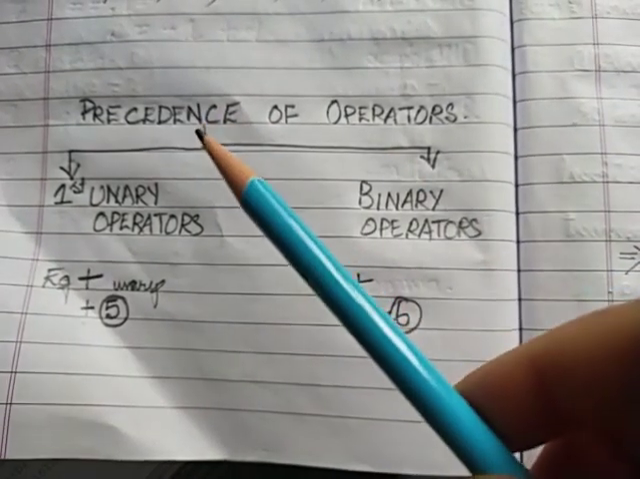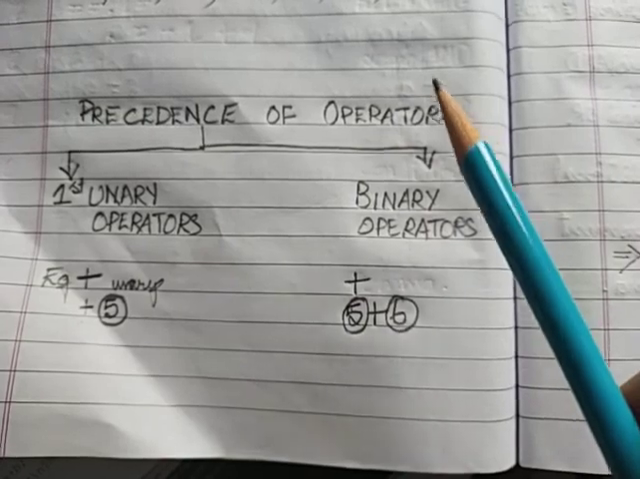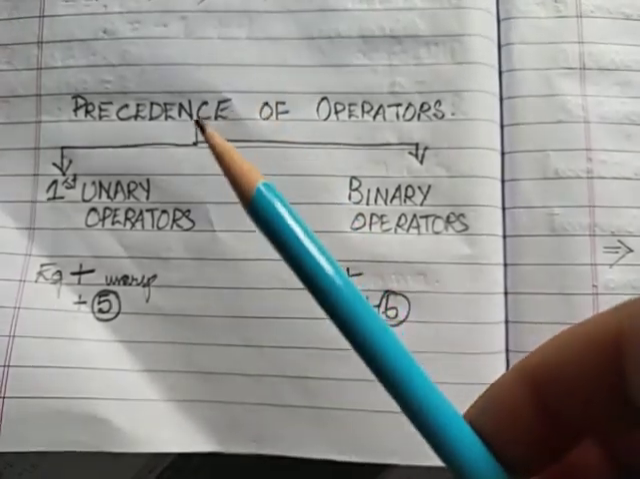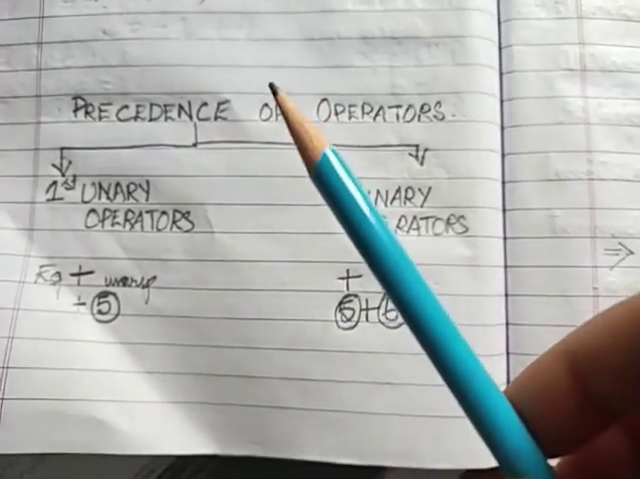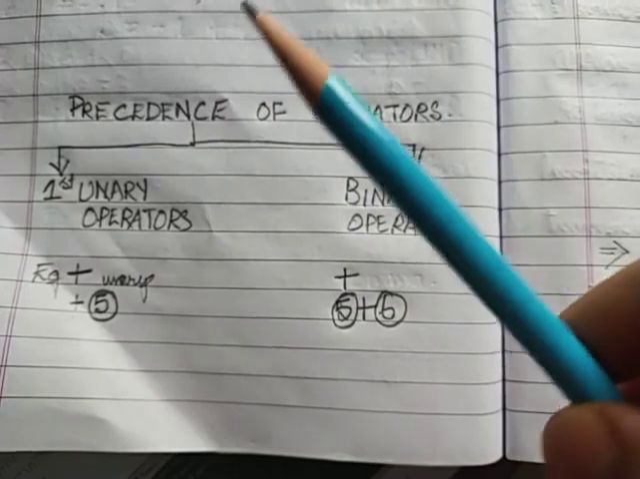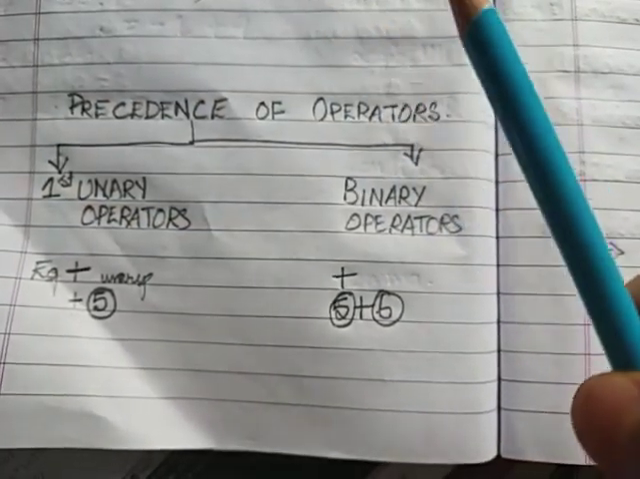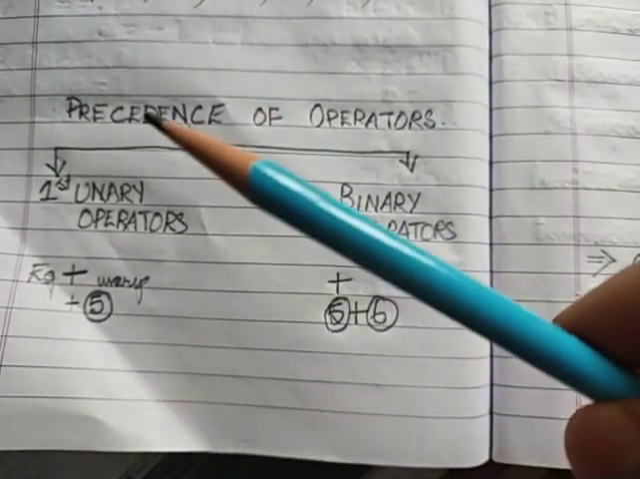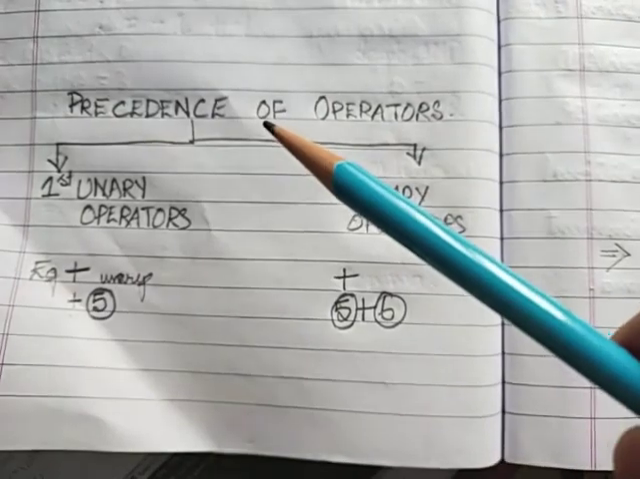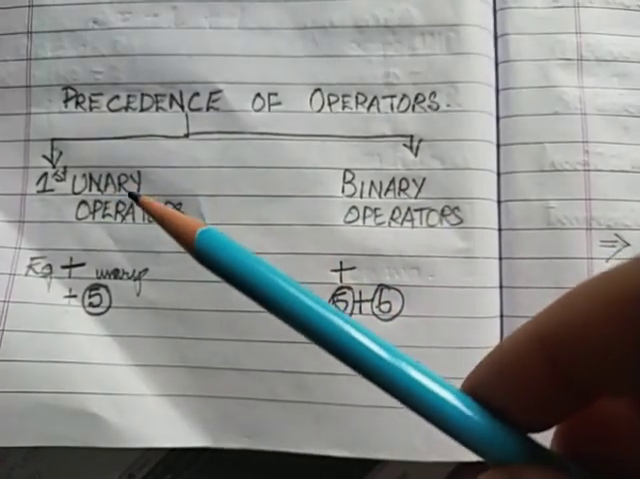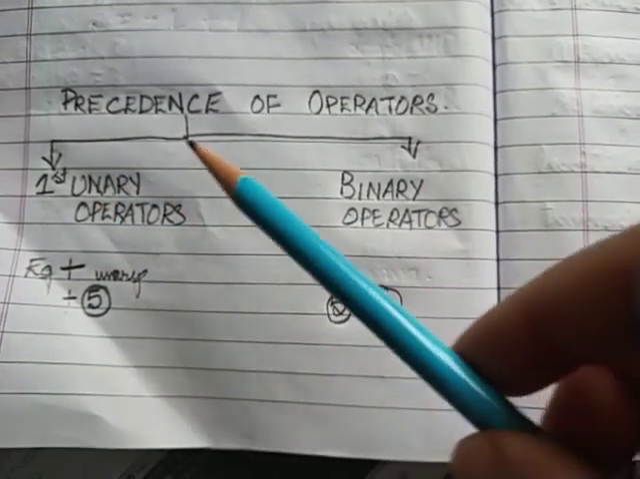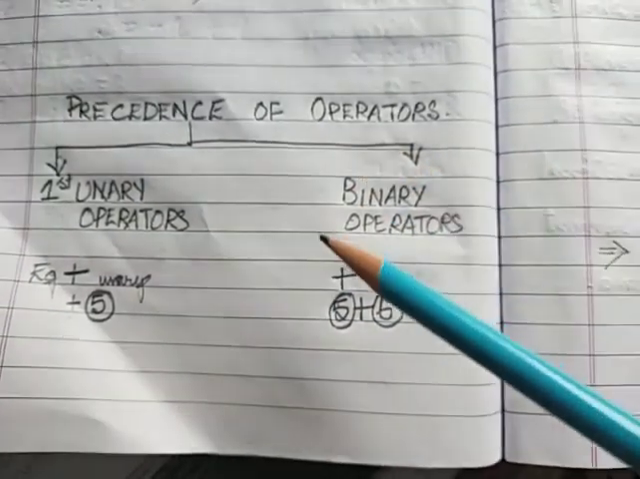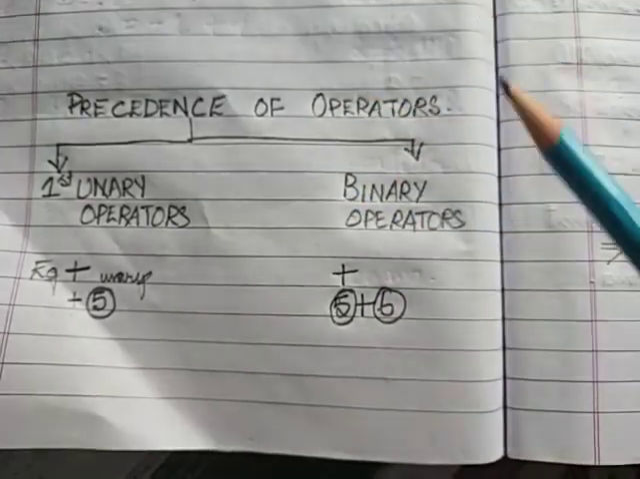For that we have precedence of operators. What is the meaning of precedence of operators? It is grouping or arranging the important operators first, the greatest rank or higher rank first, then comes the lowest. So for the precedence of operators in C++, first we have the unary operators. These operators fall in the highest rank. Next come the binary operators. These binary operators fall in the second rank.